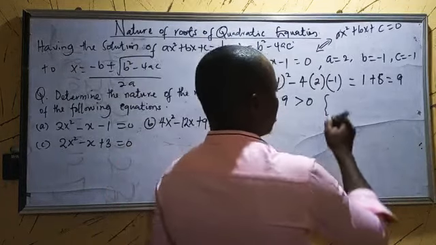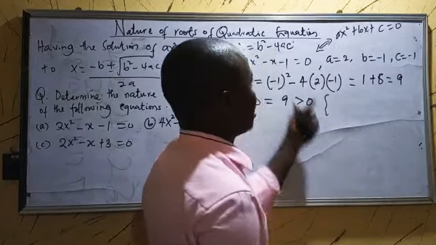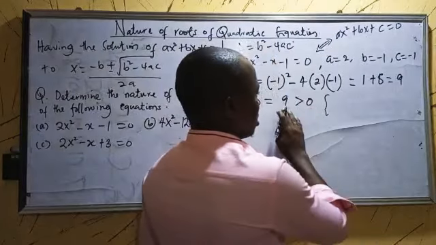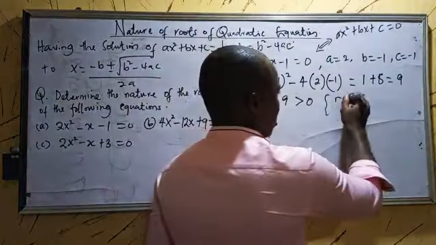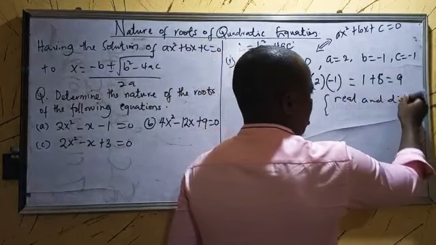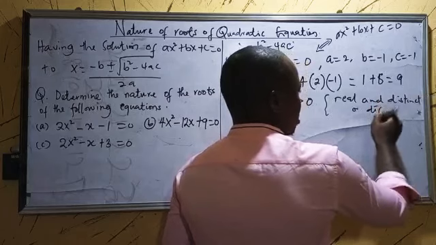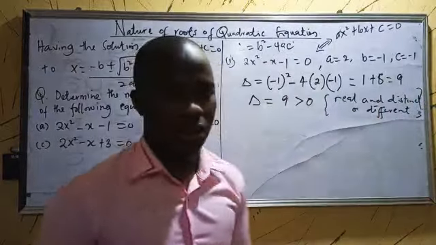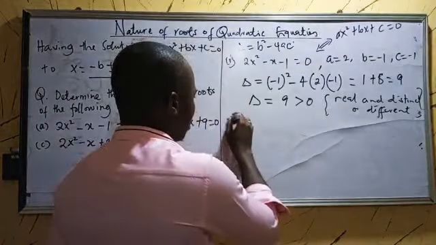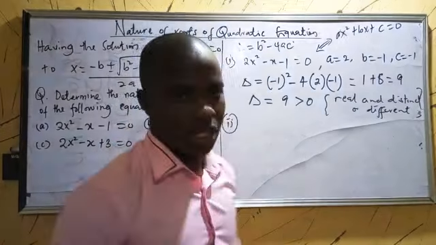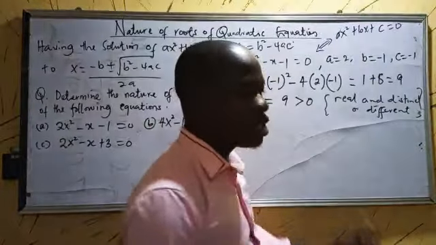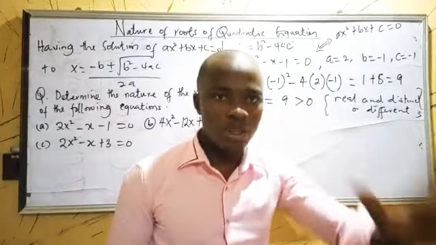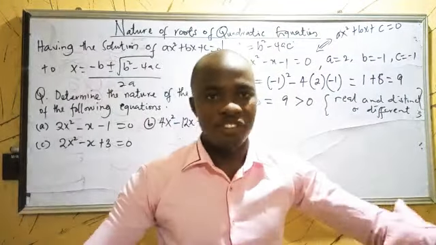So you now conclude that this equation has roots that are real and distinct, that is, different. That is the nature of the roots for this one. Are you getting what I'm doing there? So now the second one. If you solve this, the roots you get will be real numbers, and at the same time the roots will be different.